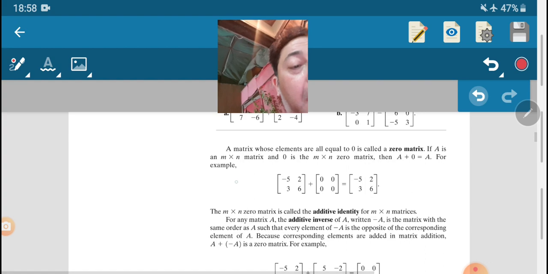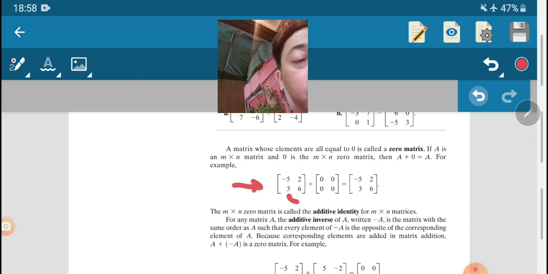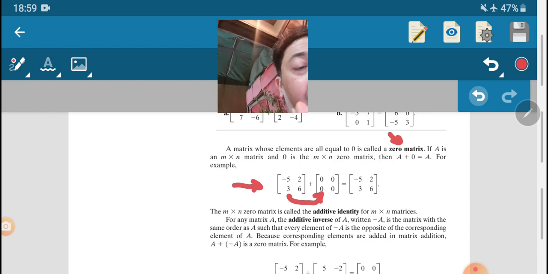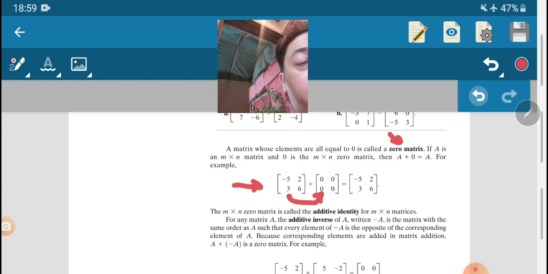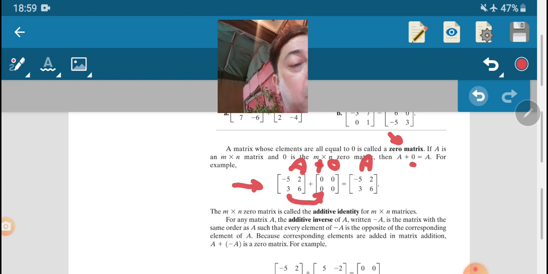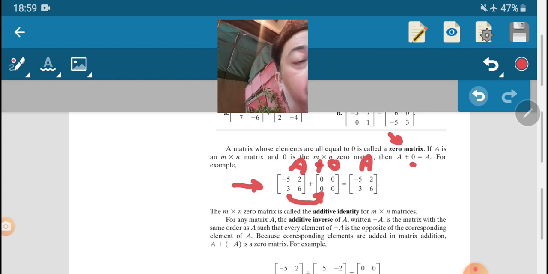Finally, if you're going to add a matrix to the 0 matrix, a matrix containing all elements 0, don't forget they have the same order. If you add A to 0, it becomes A. So 0 is called an identity. The 0 matrix is called the additive identity matrix, a matrix that when added to any matrix gives the same original matrix.